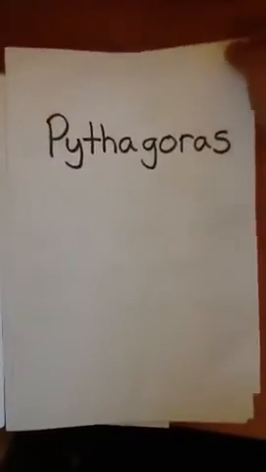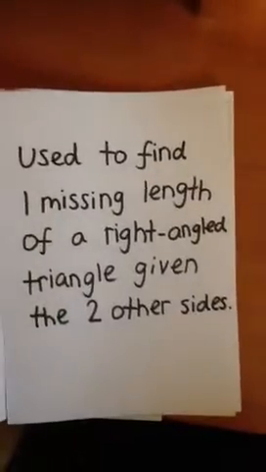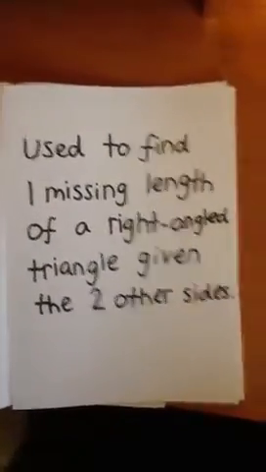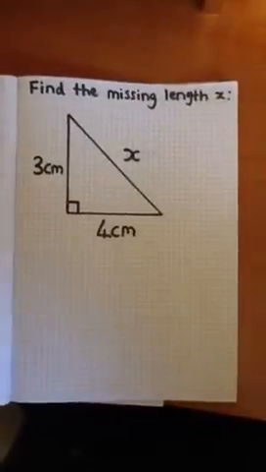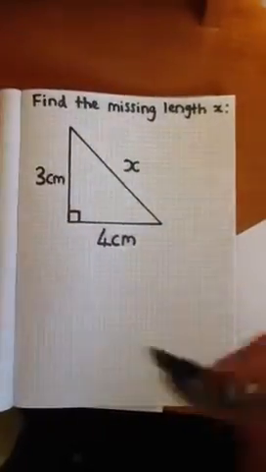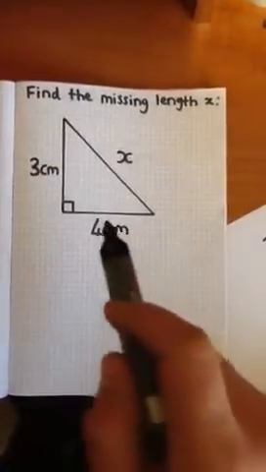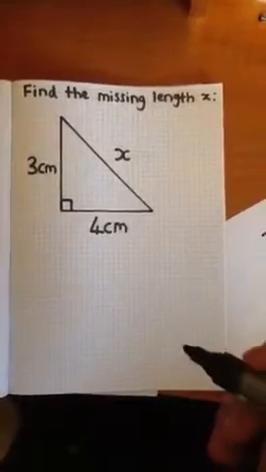In this video we're going to look at Pythagoras' theorem. It's used to find one missing length of a right-angled triangle given the other two sides. Right, in this first example, we've been given the two shorter sides and we've got to find the longer side of the triangle.